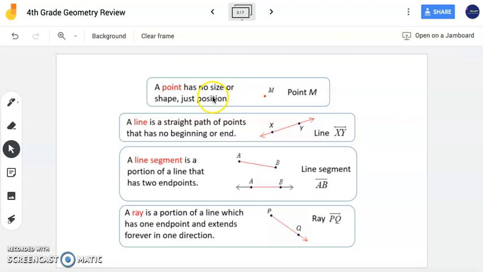Here we have a point. A point has no size or shape, just position. Notice here we have point M, and this point is labeled with a capital letter to classify it as point M.